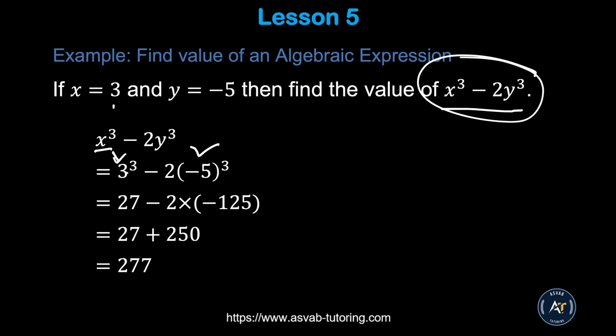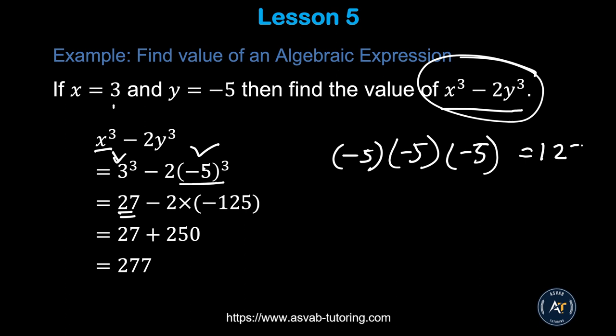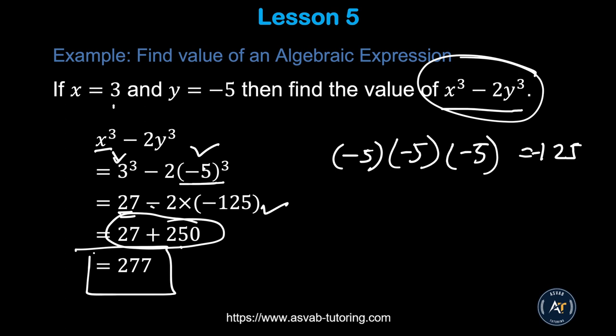So 3 times 3 times 3 is 27, and then 2 times negative 5, so first you have to do the inside of the parentheses. So negative 5 cubed gives you negative 125, because negative 5 times negative 5 times negative 5 gives you negative 125, right? Then multiply that by negative 2 here, which gives you 250. Now add these numbers together, that gives you 277. Pause the video and try to do it by yourself.